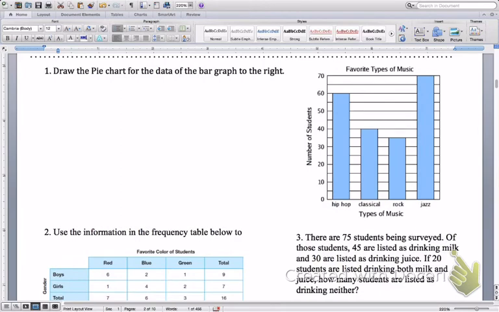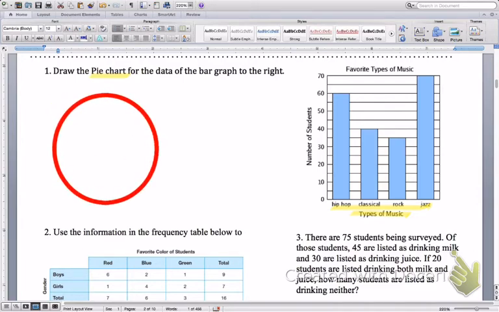So we have this bar graph on the right based on the favorite types of music and the students, how many students chose hip hop, classical, rock, or jazz. And what we're going to be doing with this information, we are going to be creating a pie chart that goes with this bar graph. So we're taking this bar graph and we're going to switch it into a pie chart. So I'm going to go ahead and draw a circle here.